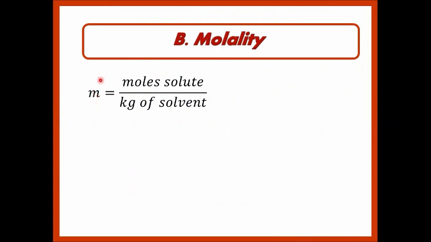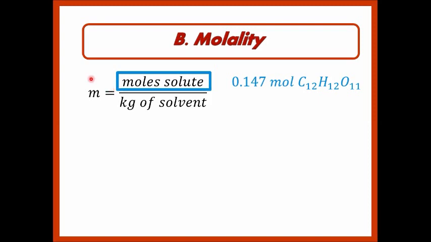Now to calculate molality, we need to figure out the moles of solute, which we actually just calculated in part A to be 0.147 moles of sucrose. So when you're doing these types of problems, make sure that you write down your work and keep it organized so that you don't have to go back and recalculate certain values.